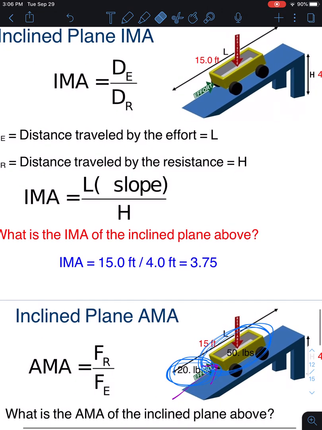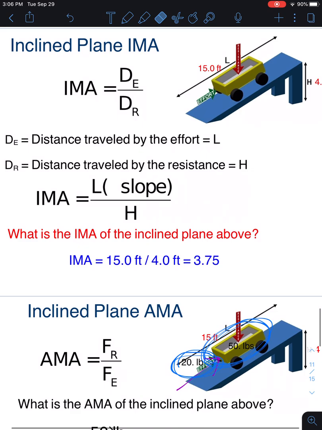All right, guys, this is an example of problem number 16 in your pulley, lever, and ramp study guide questions. I want to make sure that you know how to get your numbers for these types of problems when you're calculating AMA, IMA, and efficiency. First of all, IMA is always distance of your effort divided by your distance of your resistance. It's the same as always.